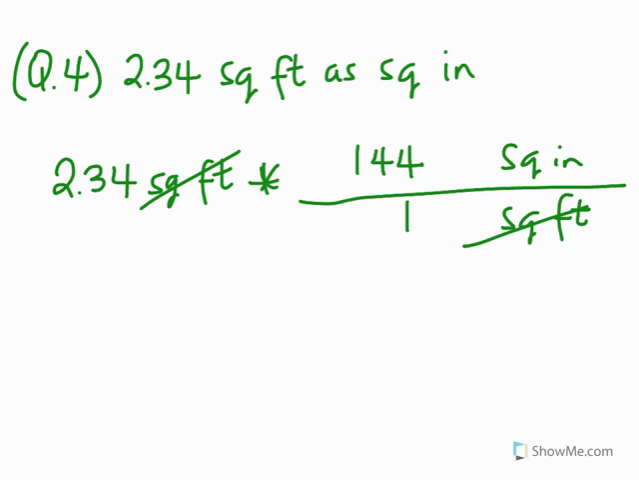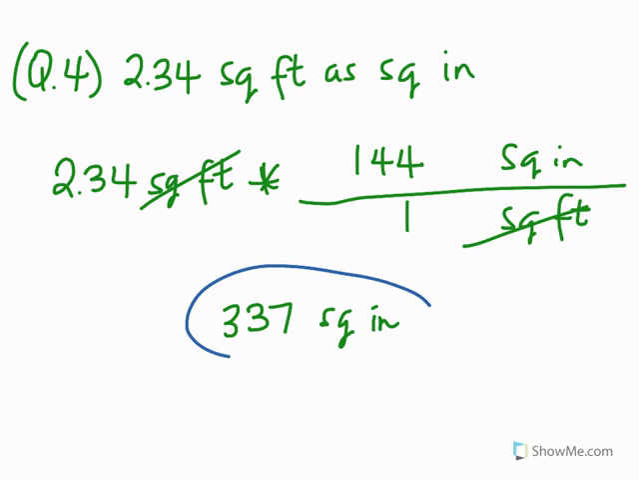Gives us 336.96. Now, our original quantity has 3 significant digits. So if we round up our answer to 3 significant digits, our answer was 336.96. If we round it up to 3 significant digits, we have 337 square inches. And that becomes our answer.